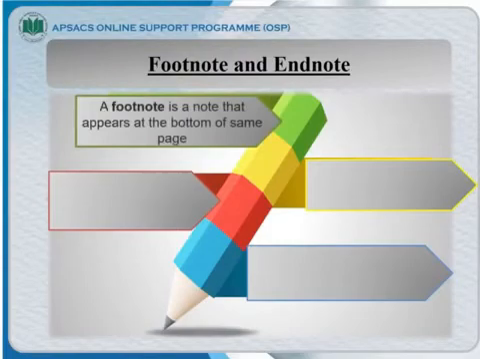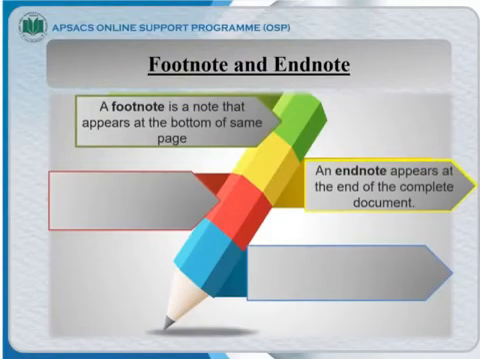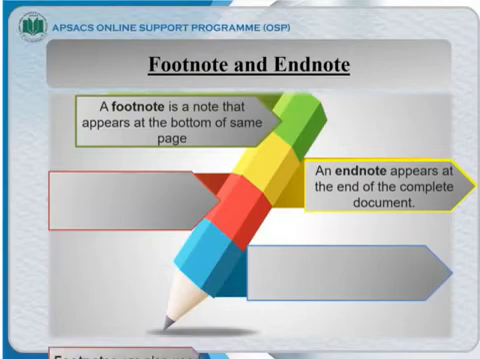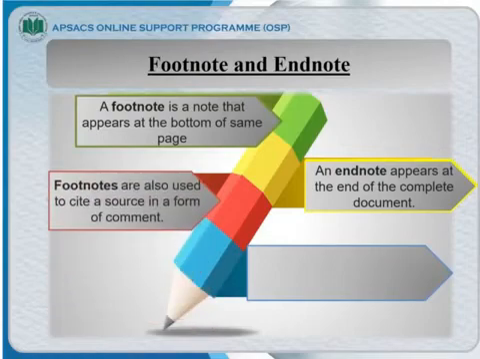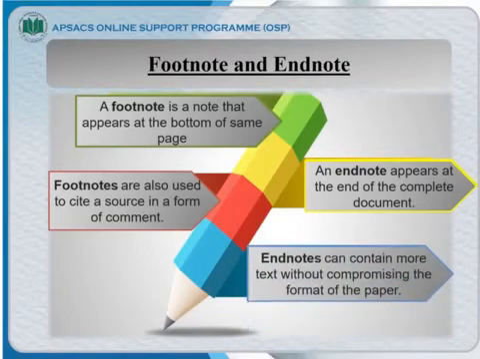A footnote is a note that appears at the bottom of same page, whereas an endnote appears at the end of complete document. For example, your document consists of 10 pages. A footnote will appear at the end of every page, whereas endnote will appear at the last page of the document. Footnotes are also used to cite a source in a form of comment, whereas endnotes can contain more text without compromising the format of the paper. We will discuss some examples.